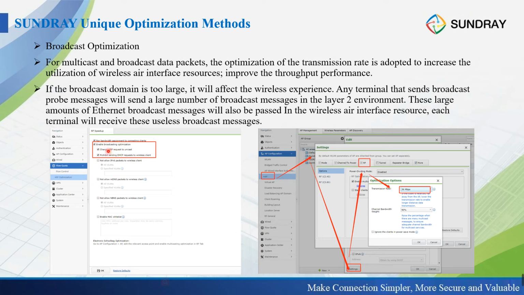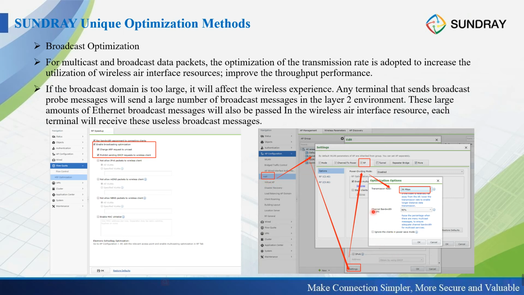We can enable the broadcast optimization, because for wireless connections, lots of wireless users are in the same VLAN, the same layer 2 environment. If we don't do this optimization, for example, one ARP request will be broadcast to other wireless users. If we enable this, the ARP request will change to unicast, and we will also prohibit DHCP requests to wireless users, because definitely we don't provide the DHCP server through the wireless. So this is the optimization here, and also in the AP.